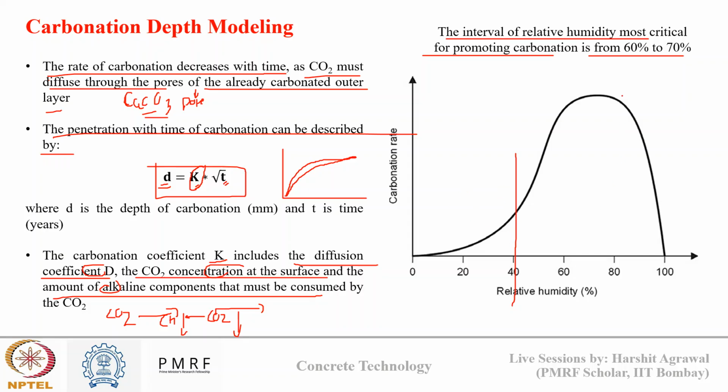At the same time, if I have very high RH, more than 80% or 90%, what will happen? All pores inside the concrete will be filled up with water. So CO2, being a gas, won't be able to penetrate deep inside the concrete, because the diffusion of CO2 in water is very slow compared to diffusion of CO2 in air. That's why there is a range in which the carbonation rate is enhanced, and that is 60 to 70%. There is enough moisture and there are enough air pores inside the concrete.